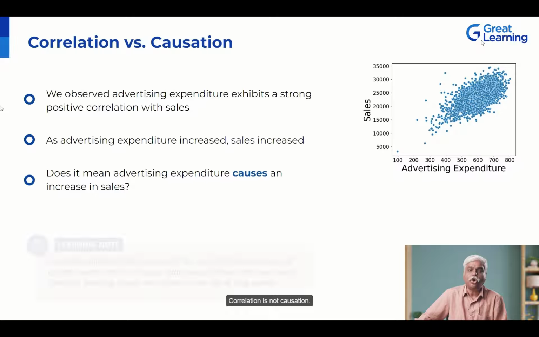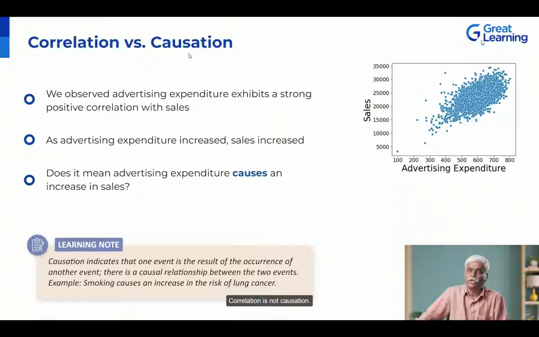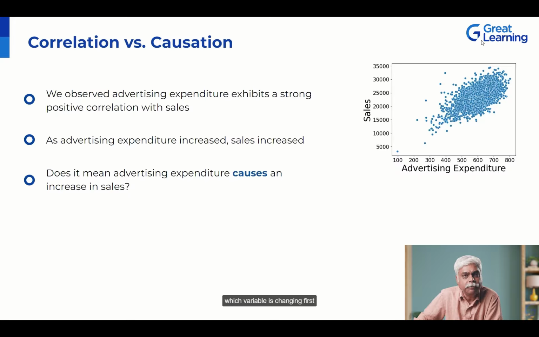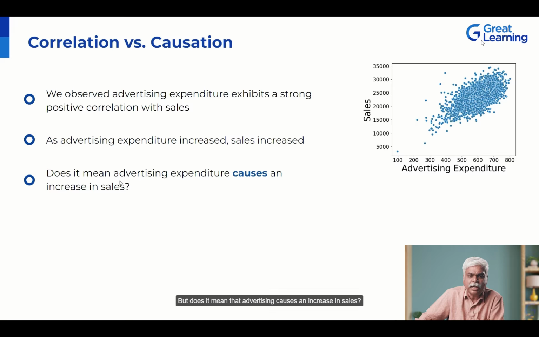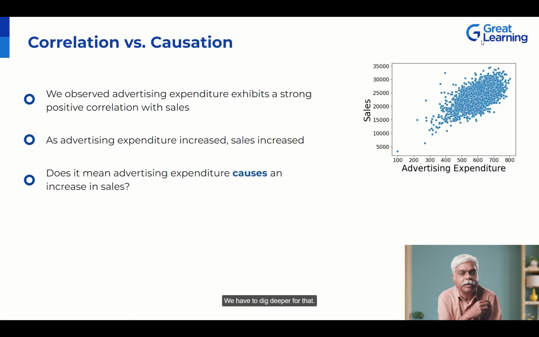Correlation is not causation. Using a correlation between two variables, you will not be able to say, just from that one number, which variable is changing first and is influencing the second variable. Correlation is symmetric in its input. So therefore, as advertising expenditure increases, sales increases. And this is a positive correlation. But does it mean that advertising causes an increase in sales? Maybe, but not because they are positively correlated. We have to dig deeper for that, not because of this.